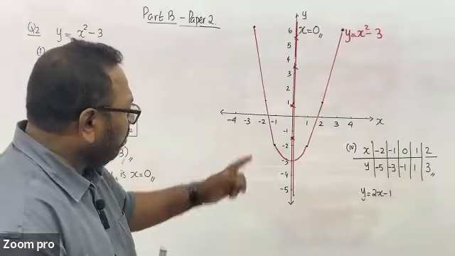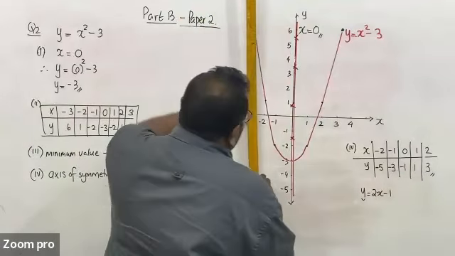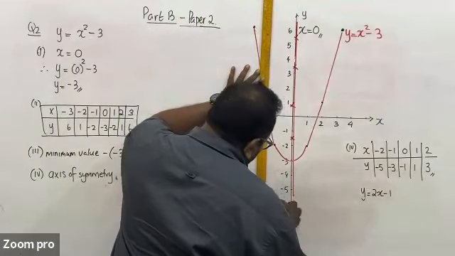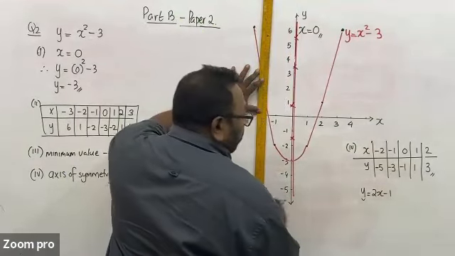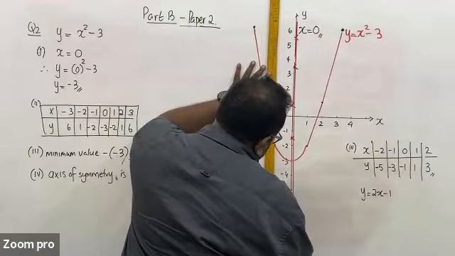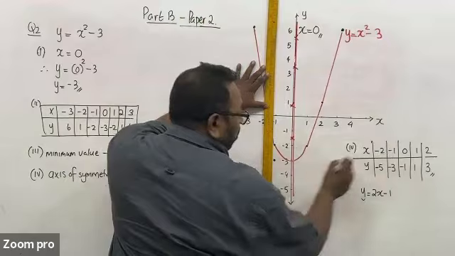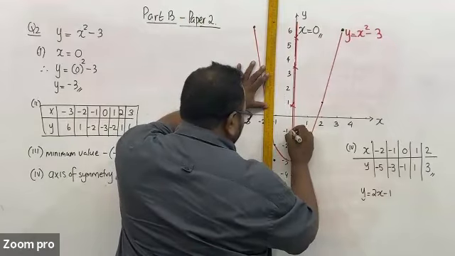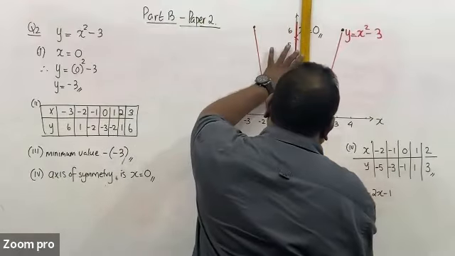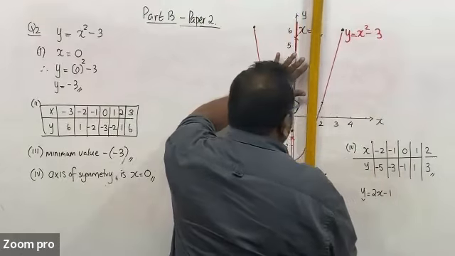So minus 2, minus 5. Let's plot it. Minus 2, minus 5. Minus 1, minus 3. Zero, minus 1. 1, plus 1. And 2, plus 3.